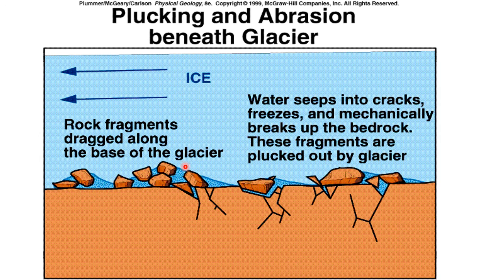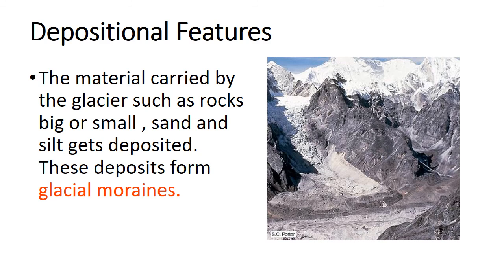Now let us look into the depositional features of the glaciers or ice. The material which was eroded by the glaciers, the rocks, big or small, sand and silt, gets deposited somewhere, doesn't it? These deposits form glacier moraines. This is a depositional feature of the glacier, or the work of ice.